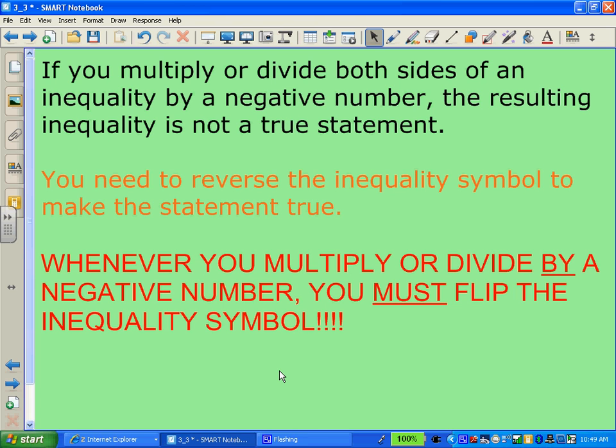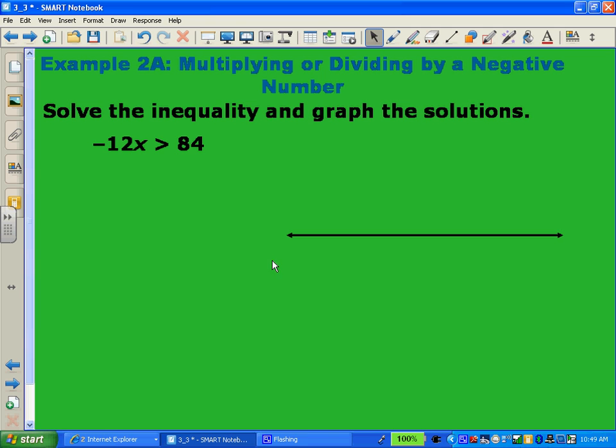So I put it here all caps and in red. You want to make sure you have this down. Whenever you multiply or divide by a negative number, you have to flip your inequality symbol. Okay? Whenever you multiply or divide by a negative number, flip the inequality symbol. It's very important that you remember that. So let's take a look at a few examples.